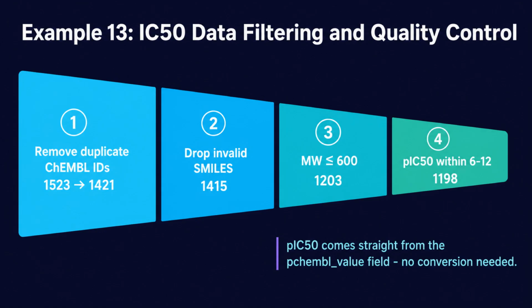In practice, the example takes the pChEMBL value ChEMBL already provides, then cleans in 4 steps. Drop duplicate ChEMBL IDs so each compound appears once. Reject SMILES that RDKit cannot parse, keep molecular weight at or below 600, and keep pIC50 between 6 and 12. This data cleaning is crucial for model quality.